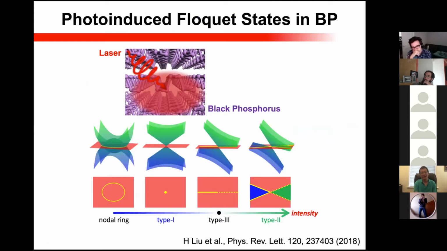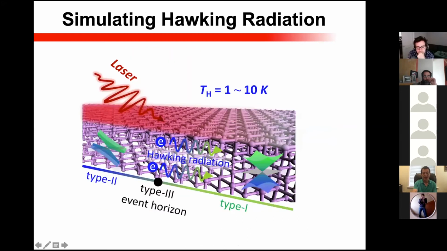The idea is very simple. If I have this material of black phosphorus and I tune my laser intensity in different regions, then I can create all 3 types of Dirac cone shape in one material, as I show here. Then you can use this artificially constructed structure, where the electronic band structure changes from type 2, type 3, type 1, to simulate the analog of a black hole. And the type 3 will be the event horizon.